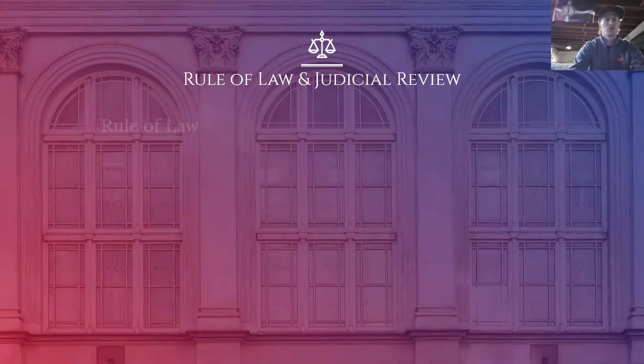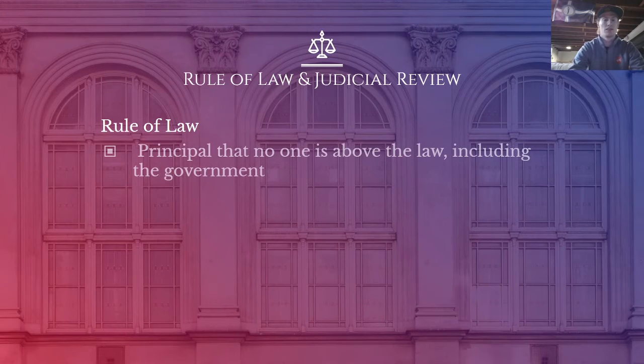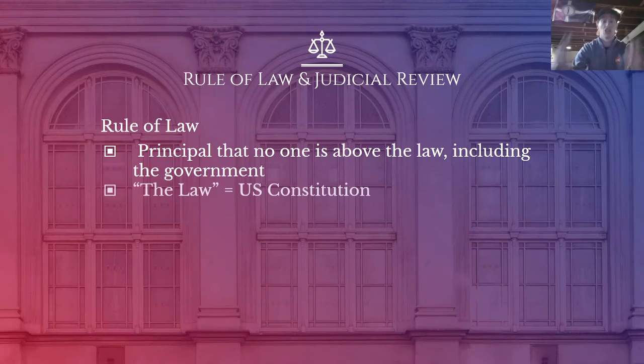Rule of law and judicial review. Rule of law is the principle that no one is above the law, including the government. This goes very much in line with what we talked about with the Magna Carta. All right, so basically, the law is the U.S. Constitution. The U.S. Constitution is the basis of all laws made in the United States.